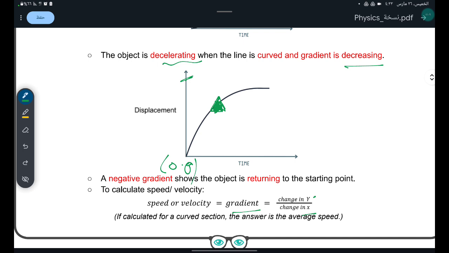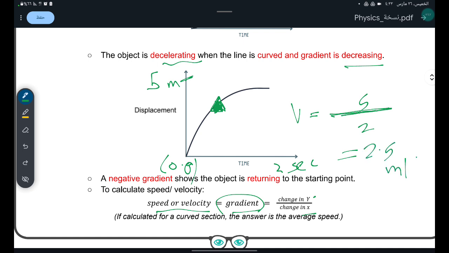Such as if we had here 5 meters and 2 seconds. To find the gradient, or speed or velocity in this case, we are going to divide 5 meters by 2 seconds. Velocity here is going to equal 5 over 2, which equals 2.5 meters per second. Don't forget to write the unit of measurement.